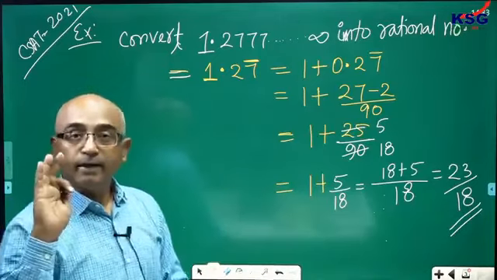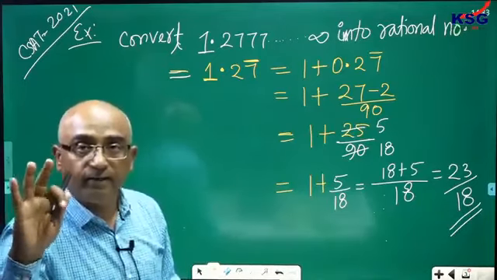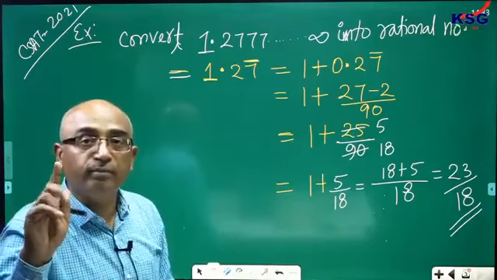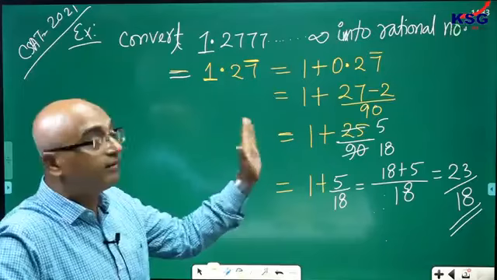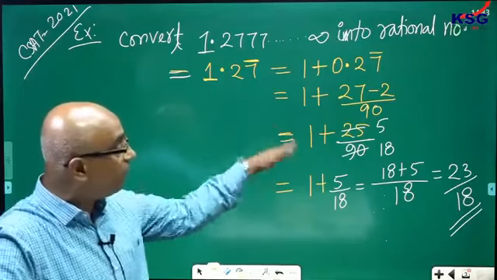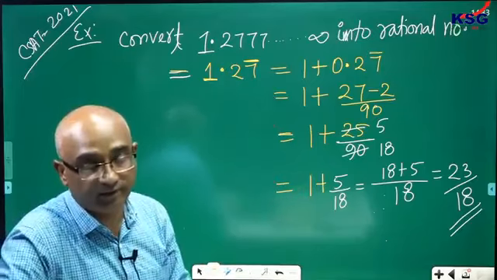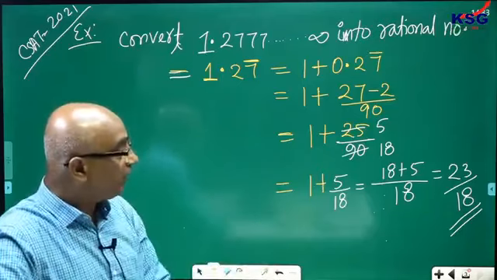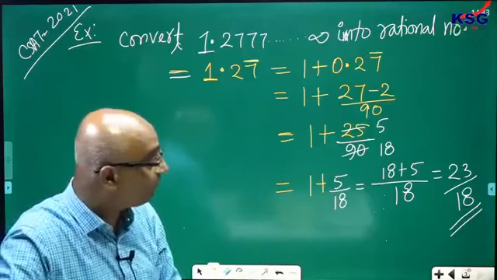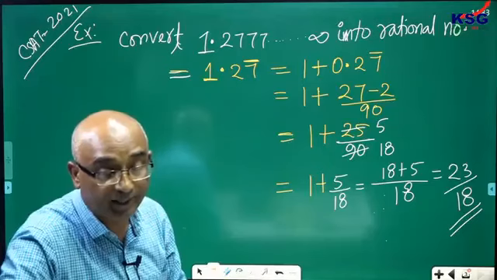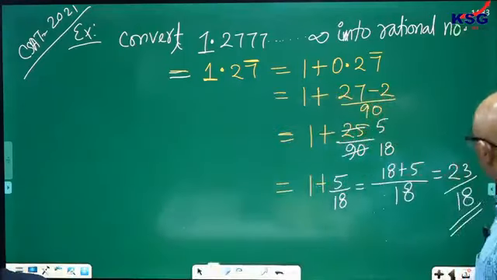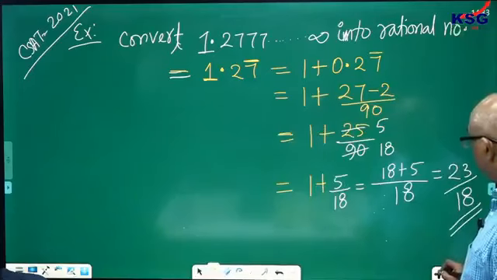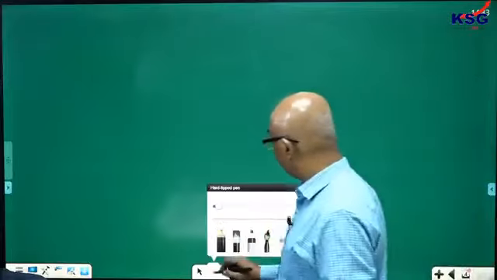See here, keep the integral part separately. Remember, 1.4 rupees means 1 rupee and 40 paise. And only in the recurring decimal part you apply the idea we have discussed. So the only correct answer is 23 by 18. All right student, very good. 23 by 18 is the only correct answer.